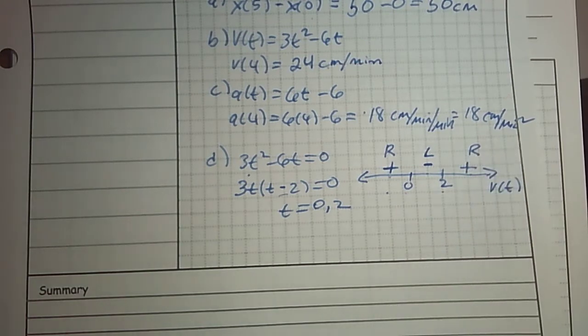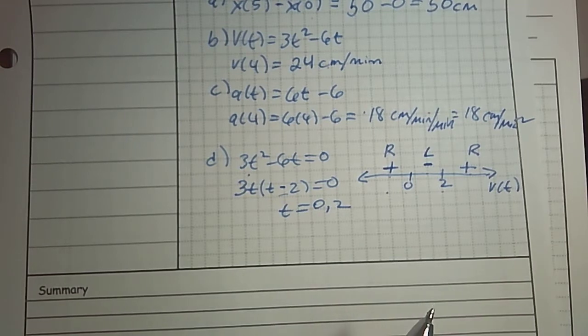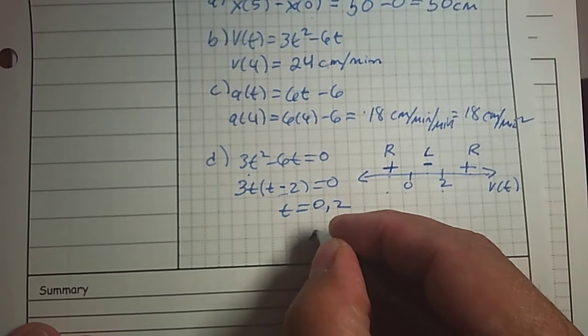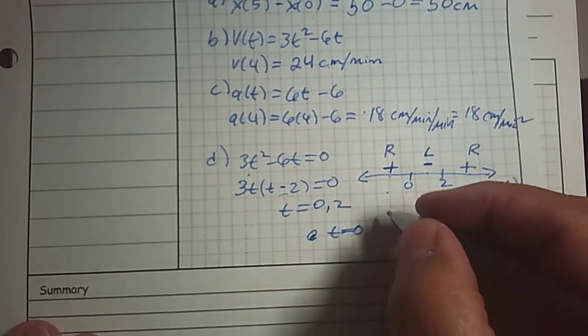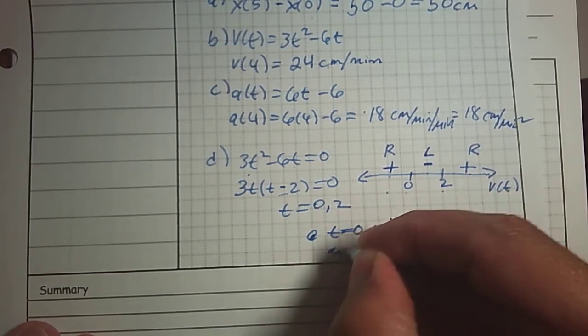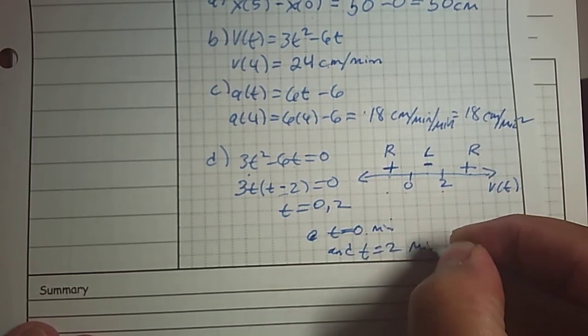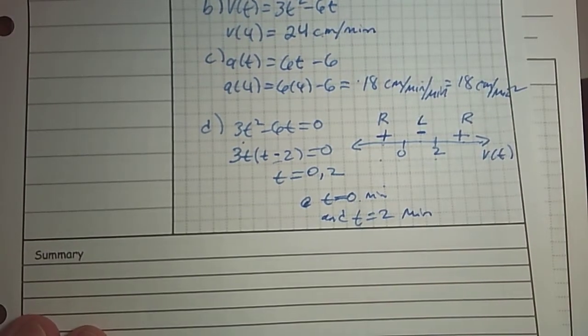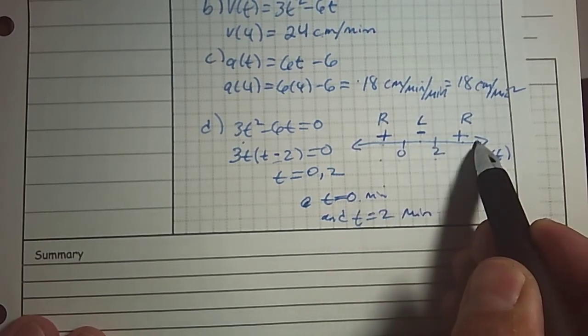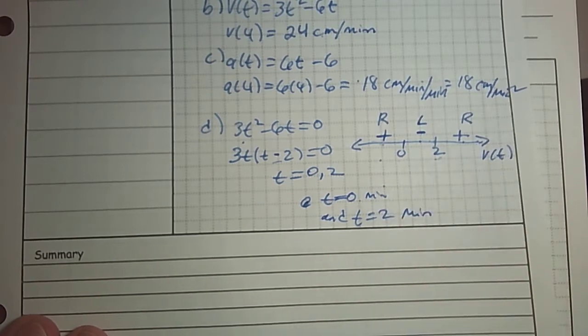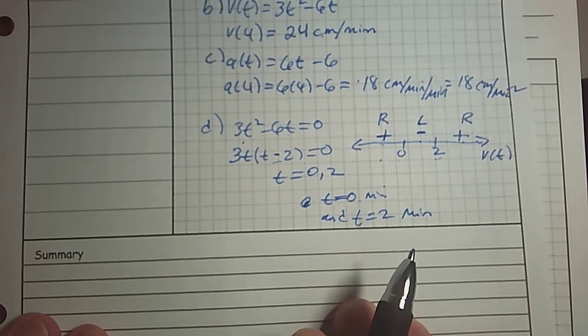Now understanding this, the question is, at what time does the particle change direction? So now you can see when the sign changes, it changes direction. So at t equals 0, and this is in minutes, and t equals 2. So at 0 and 2 minutes, because of the sign change, right, left, then left, right, that's when it changes direction. All right, E.